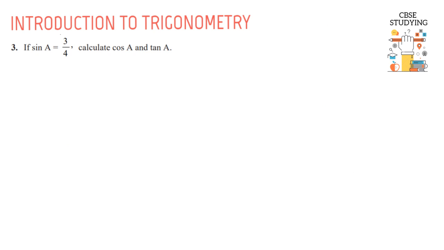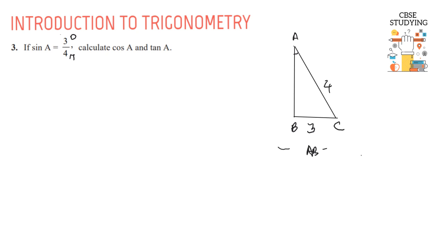If sine A is equal to 3 by 4, calculate the value of cos A and tan A. So let's draw the triangle first. They are saying sine A is equal to 3 by 4. Sine is always opposite by hypotenuse. So what is opposite to angle ABC? That means measurement of BC is 3 and hypotenuse is 4. That means we need to find the measurement of AB.